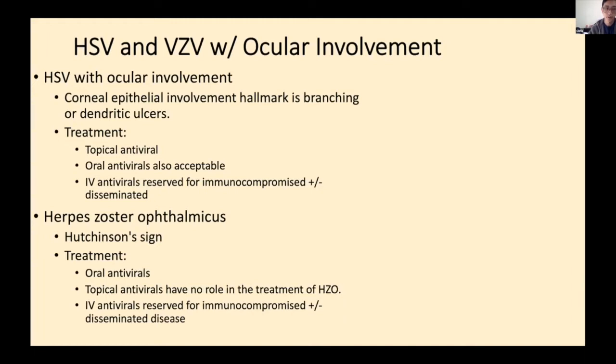And the treatment will typically consist of topical or oral antivirals. Both are acceptable, and the decision can be left up to patient preference. In terms of IV antivirals, it's usually reserved for immunocompromised patients with or without disseminated disease. And disseminated disease can be defined as multiple herpetic lesions in multiple areas of the skin.